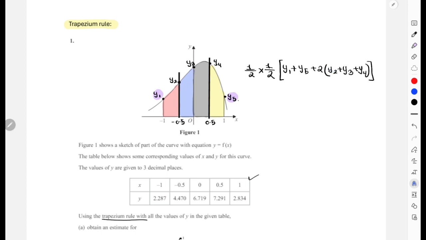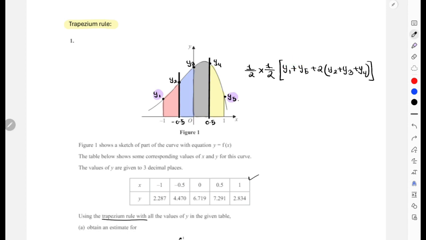They will be taken twice in your calculation, because this length will also play a role in this area and in this area, right? In the blue area and in the red area. Then again, y3 plays a role in blue and gray. Y4 plays a role in gray and yellow, but only y5 and y1 were used once. That's why they're not getting multiplied 2 times.